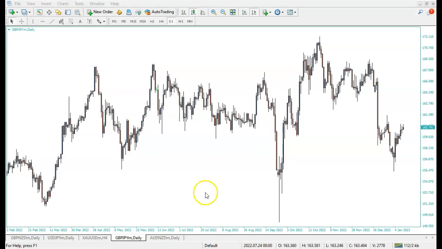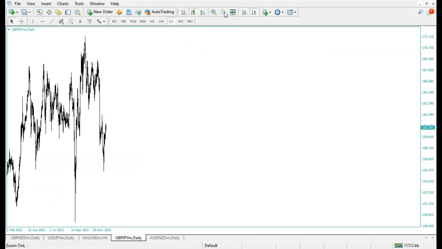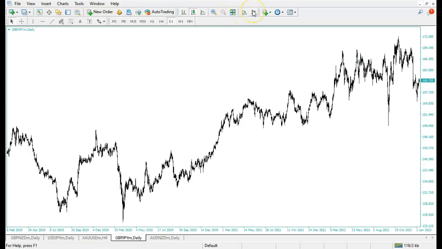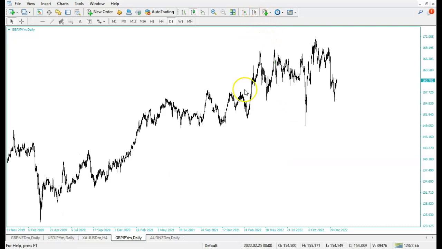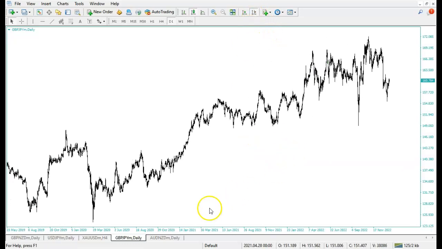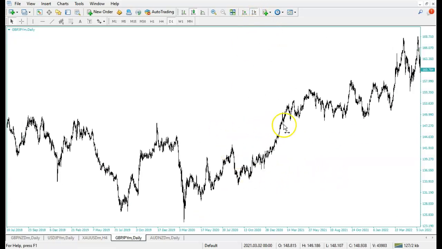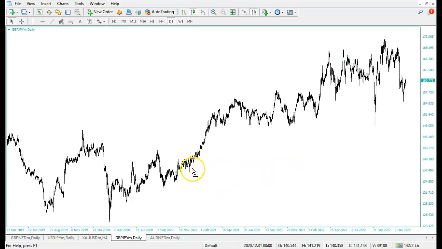Now, the reason why I chose the Pound JPY is this market is awesome, guys. If you look at this market, you see that there is always activity in this market. If you go through the history of this currency pair, you see that there is always activity. Every time, you see movement in this currency pair.